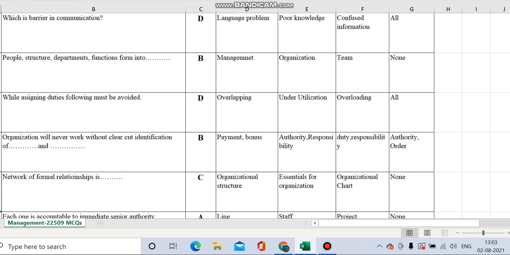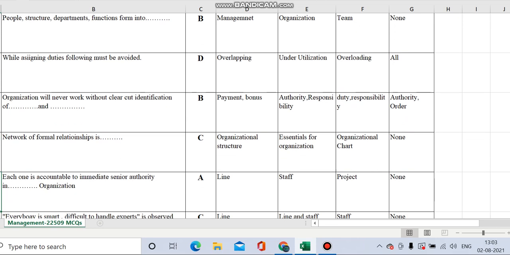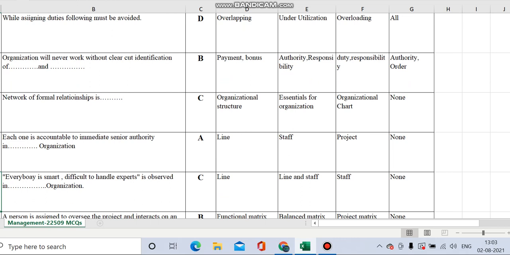While assigning duties, following must be avoided: overlapping, underutilization and overloading, all three must be avoided. The next question is, organization will never work without clear cut identification of dash and dash. It is B, that is organization will never work without clear cut identification of authority and responsibility. Network of formal relationship is organizational chart, that is C.